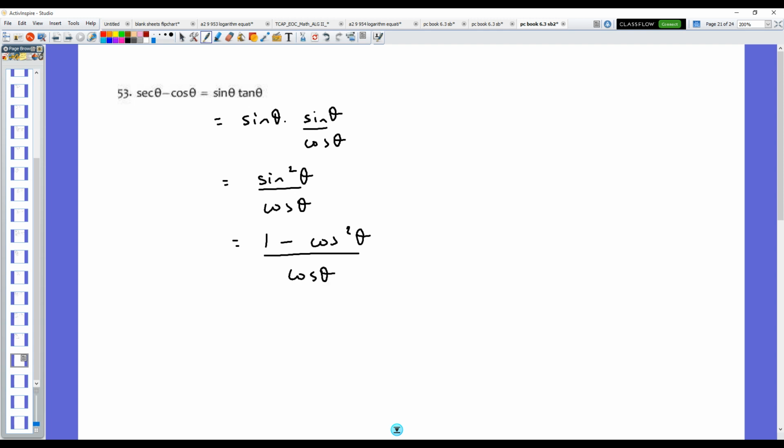Something I can do with fractions like this is I can split it up and put 1 over the bottom minus the cosine squared over the bottom. You cannot do that if the top is the single and the bottom is the group, but you can do that as long as the top is the group. 1 over cosine is the same thing as secant, and cosine squared over cosine is cosine. And that was a nice little problem.